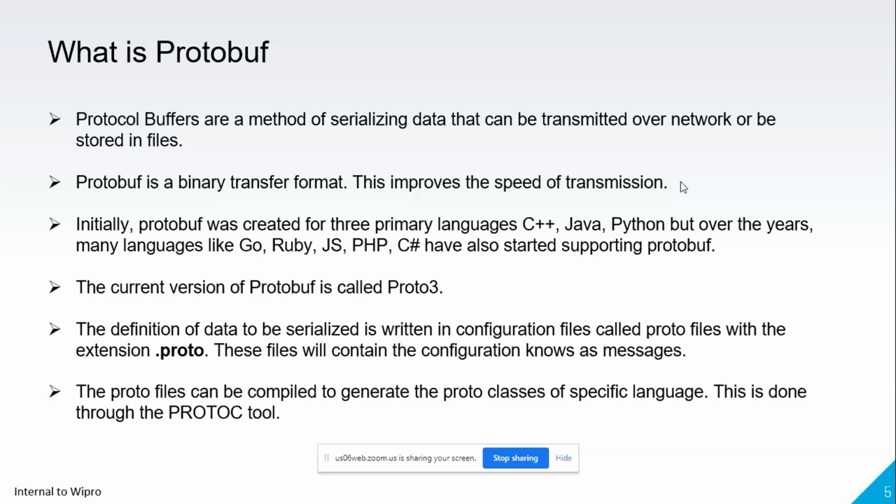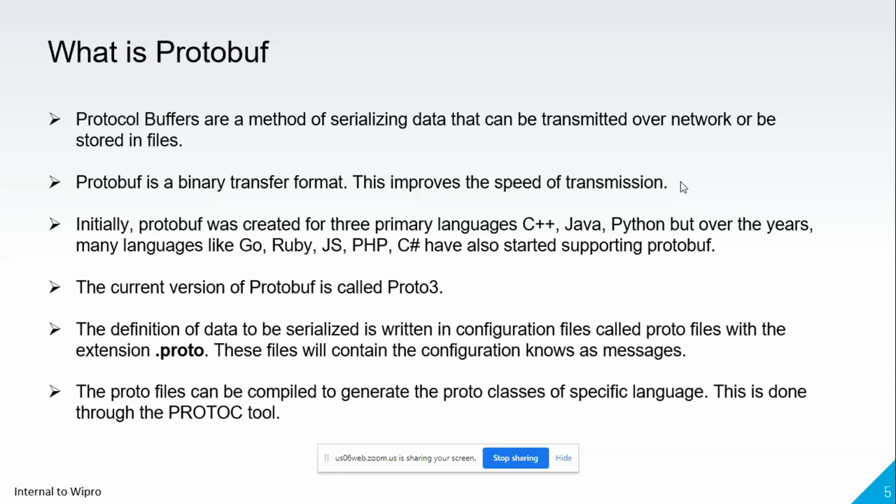Now, initially, Protobuf was created for three primary languages, C++, Java, and Python, but over the course of years, many languages like Go, JavaScript, Ruby, PHP, and C# have also started supporting Protobuf. The current version of Protobuf is called Proto 3. The definition of data to be serialized is written in a configuration file called a proto file with the extension .proto.